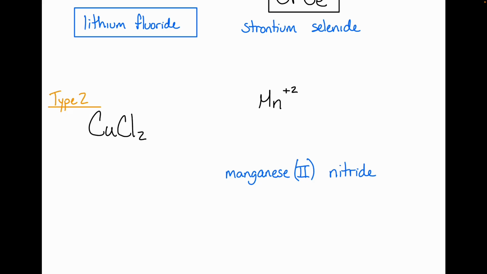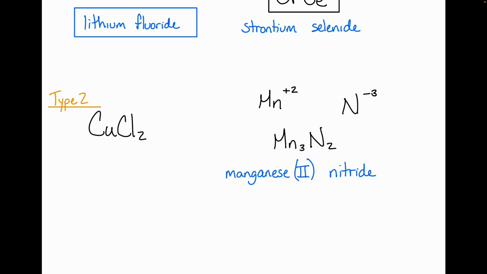+2. And my nitride ion, this one I just got to know by looking at the periodic table, has a charge of -3. All right, I'm going to do my swap and drop. I get Mn3N2.